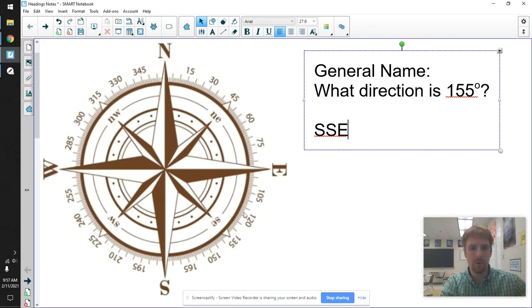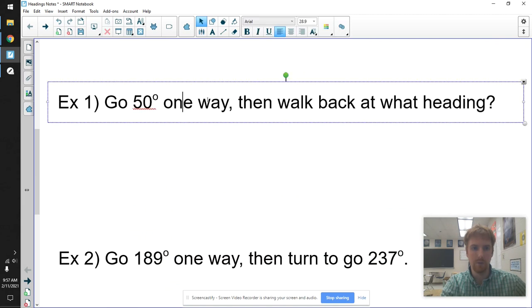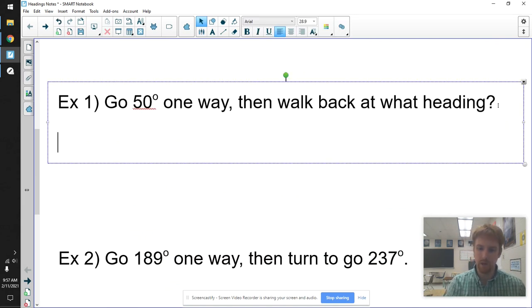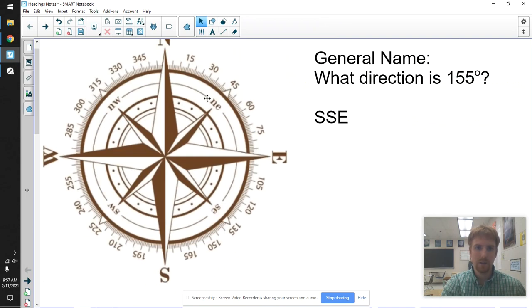So if you want to figure out what the opposite of 50 is, we need to take 50 and add 180. If you add 50 and 180, you get 230. So you're walking at a 230 degree heading. I can probably do it on here. If that's 50, 230 should be the opposite, and that seems about right.